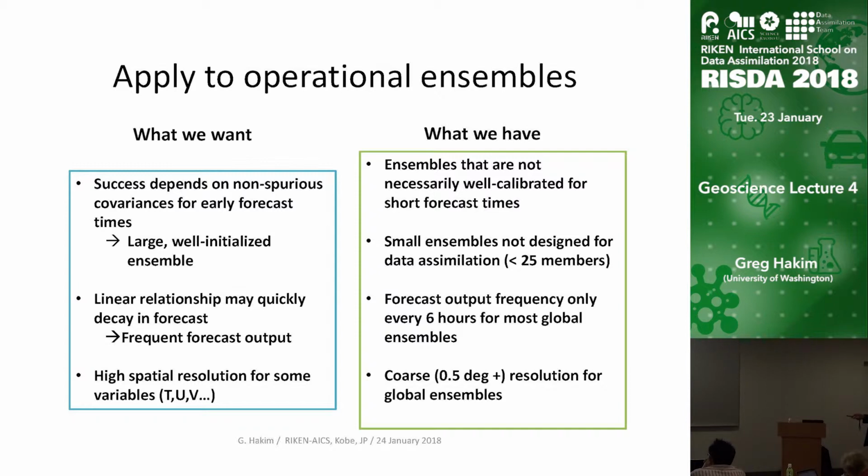The linear relationship may quickly decay in the forecast. So we need relatively frequent forecast output. Hourly is perhaps the most valuable. And high spatial resolution as well to map onto the observations. What we have are ensembles that are not necessarily well calibrated for short forecast times.